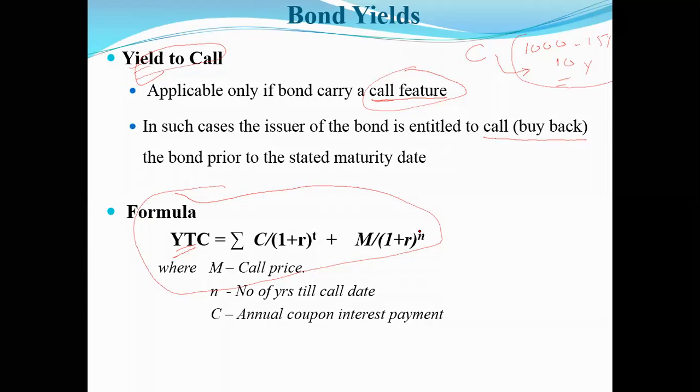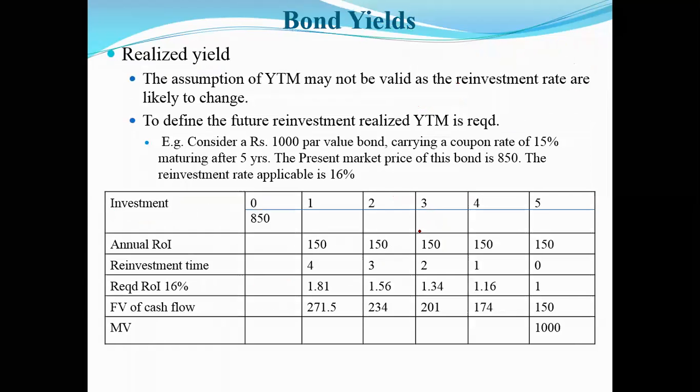Is it clear? The last part is realized yield. First, I'll take you to the example, then we'll see what is realized yield. Now, directly go to the example here. Once you understand the example, then we'll explain the theory part of it.